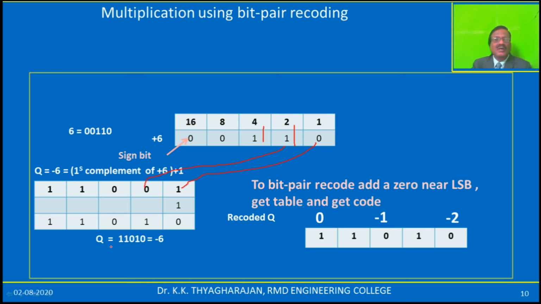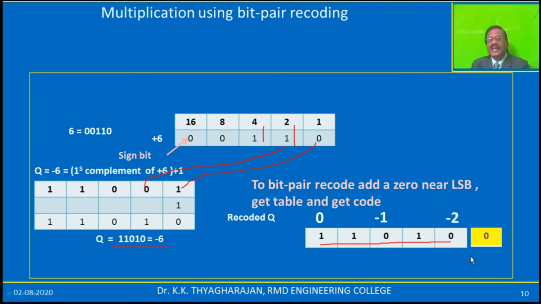Now this multiplier should be recoded using that table. So what should you do? You put 1, 1, 0, 1, 0. You write it as it is. Now to recode it, you have to put 0 at the right place. You have to add like this.